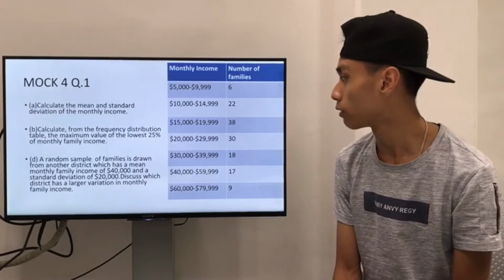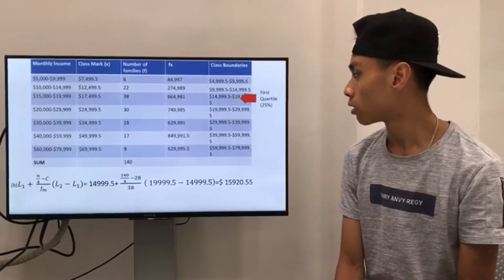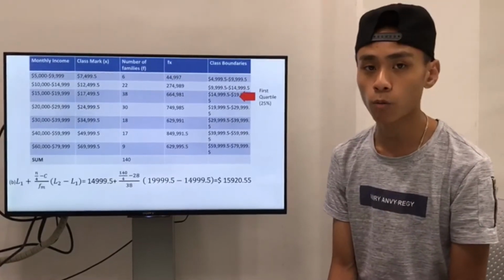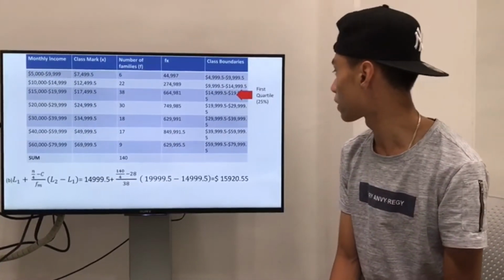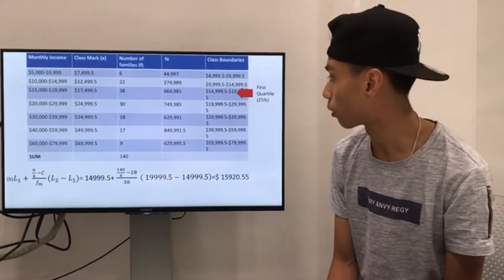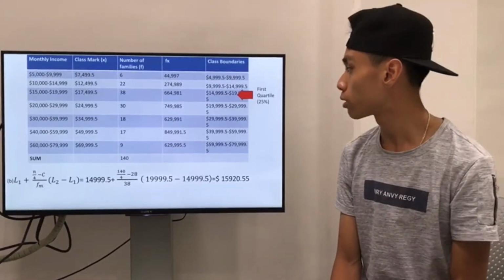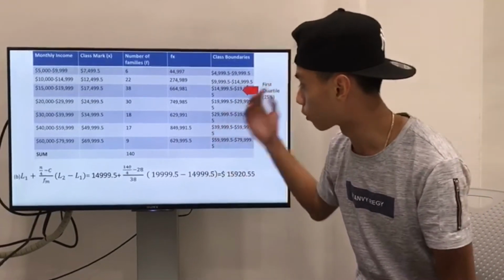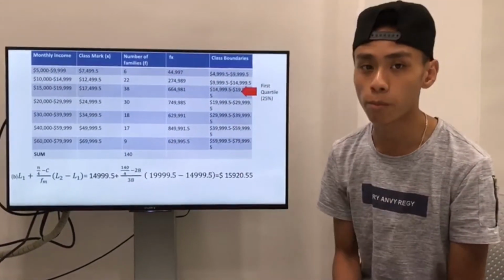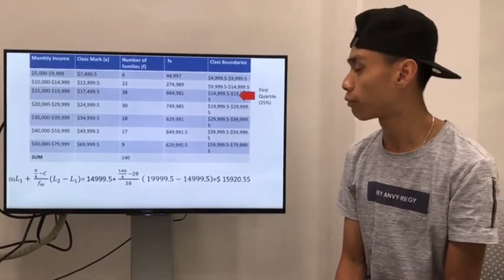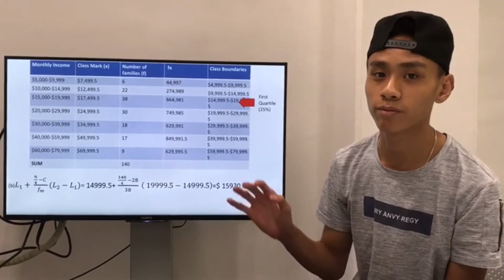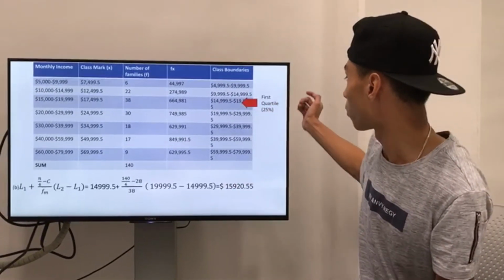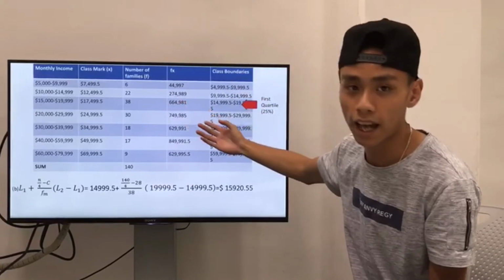Paper 4 Q1B. We are going to calculate, from the frequency distribution table, the maximum value of the lowest 25% of the monthly family income. First we need to find out which class the first 25% of the monthly family income is located in. We need to use the frequency of the table times 0.25. Then we get 35, and we can find out that the first quartile is located in the third class.